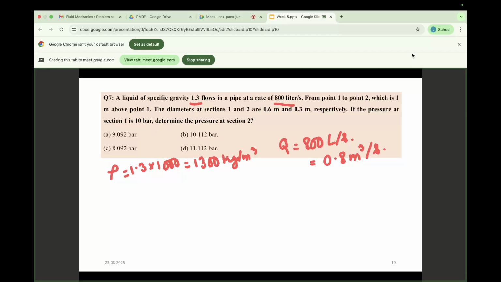So Q is given, and from point 1 to 2, which is 1 meter above point 1. The formula in Z is not equal; it is given this point 1 to 2, which is 1. So that means here it is given that Z2 is 1 meter, right? Because if it's a point, it is another point.